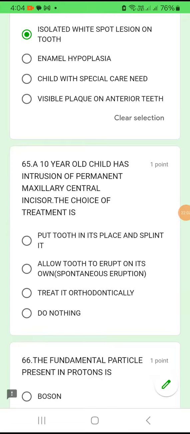Question number 65. A 10-year-old child has intrusion of the permanent maxillary central incisor. The choice of treatment.